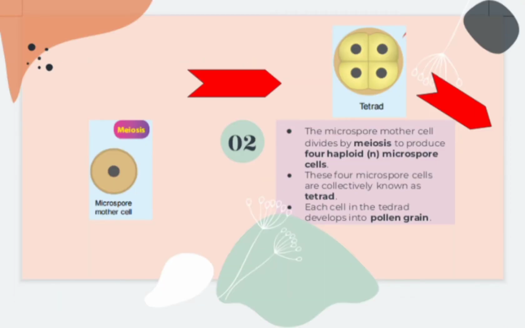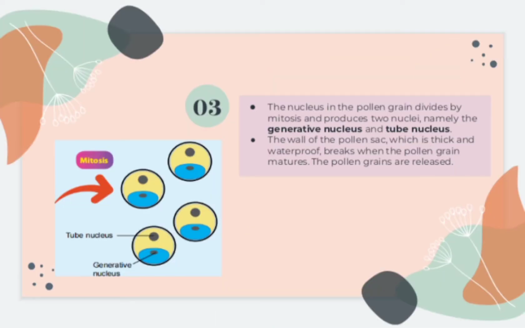Second, the microspore mother cell divides by meiosis to produce 4 haploid microspore cells. These 4 microspore cells are collectively known as tetrad. Each cell in the tetrad develops into a pollen grain. Last, the nucleus in the pollen grain divides by mitosis and produces 2 nuclei, namely the generative nucleus and tube nucleus. The wall of the pollen sac, which is thick and waterproof, breaks the pollen grain matrix. The pollen grains are released.